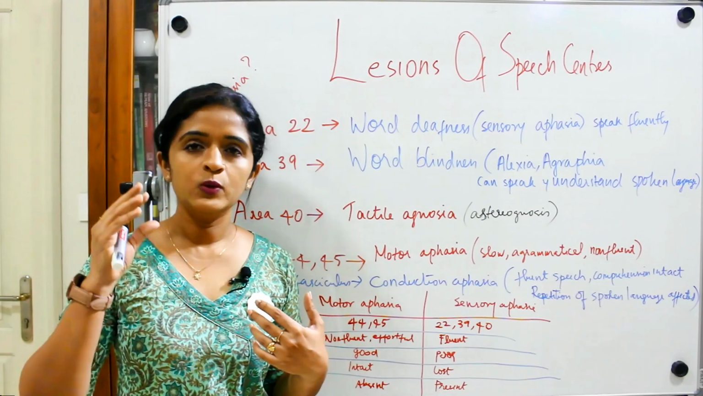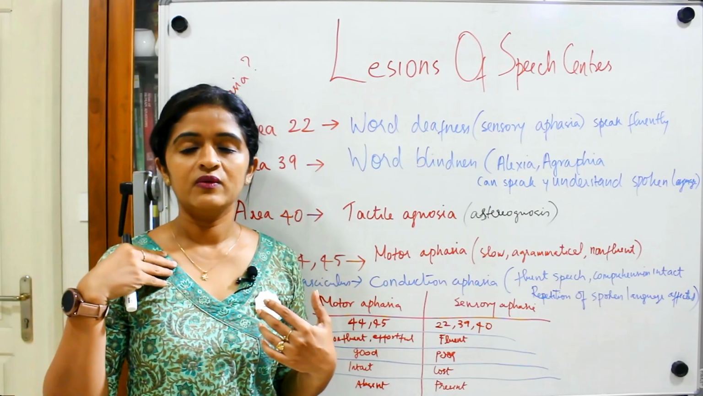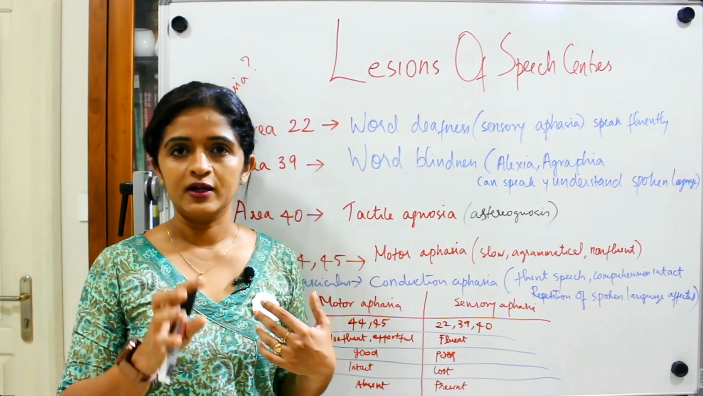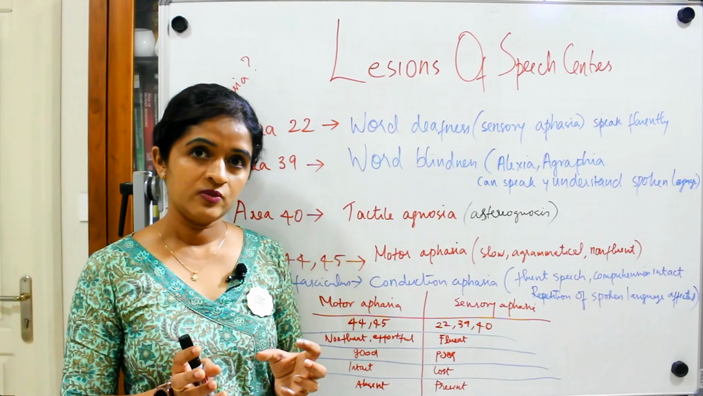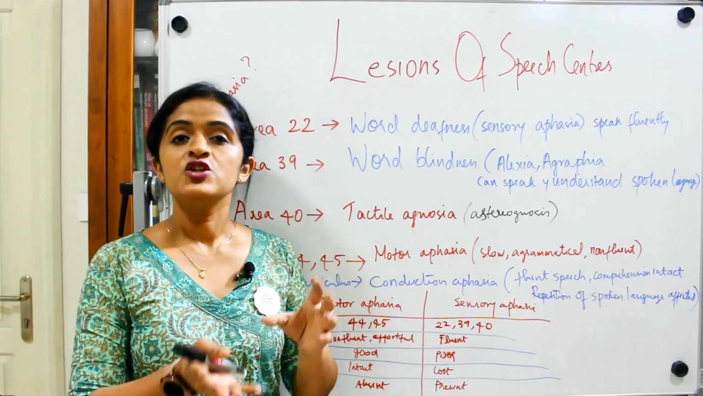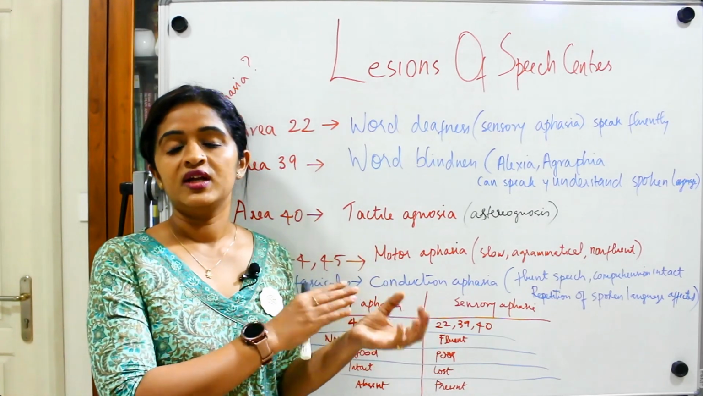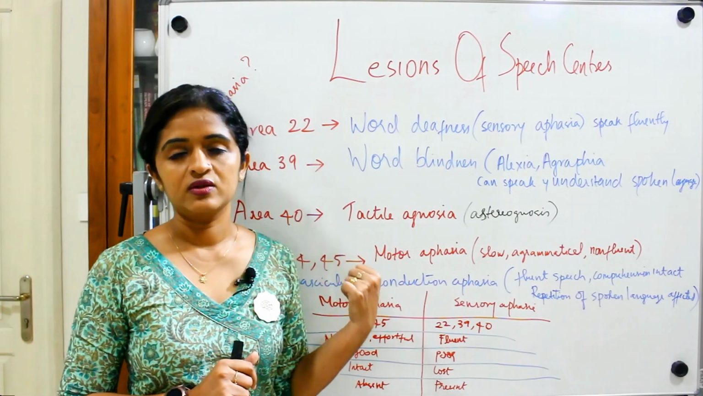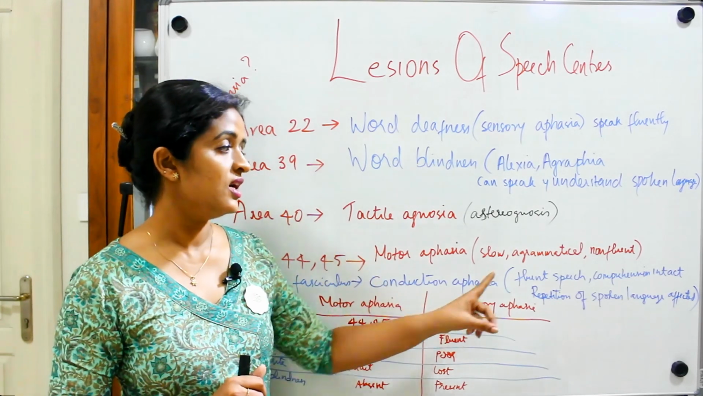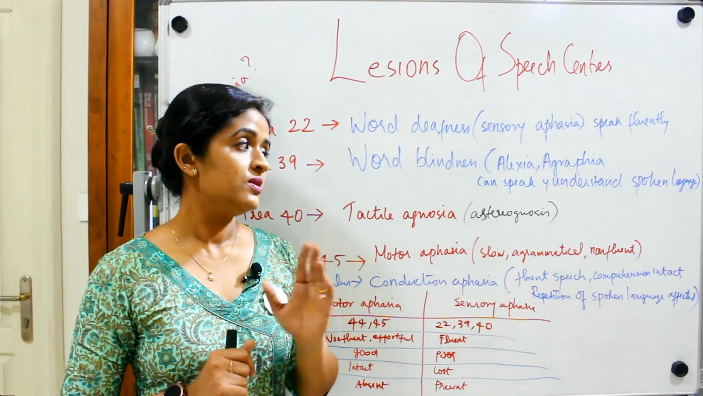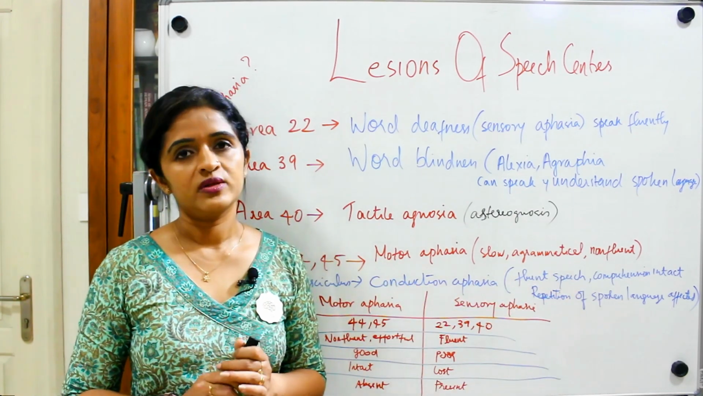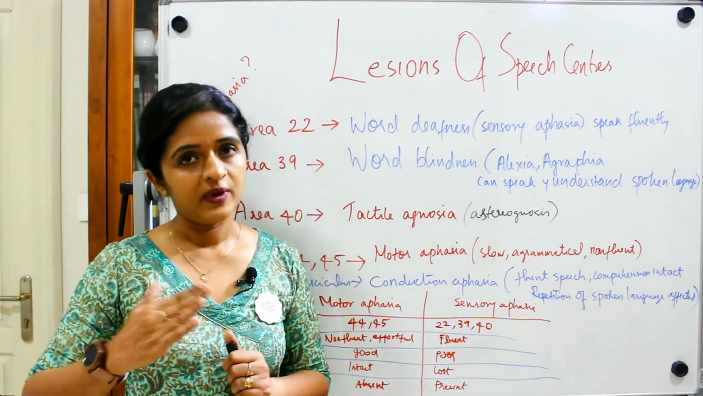That person will be able to understand, yes, I have been told that it is mango, but in order to repeat that word, that information from the sensory area should be carried to the motor area with the help of the arcuate fasciculus. So if there is a lesion in the arcuate fasciculus, the only issue will be in the repetition of spoken language. Okay, so only that portion, that part will be affected.